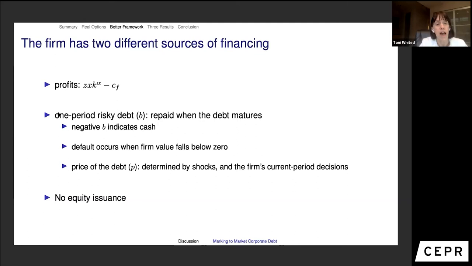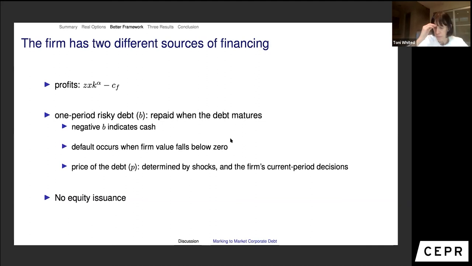And then I have a model with one period risky debt. I'm guessing you would do a better job with multi-period risky debt, but I'm a discussant. I'm going to do one period risky debt that's repaid when debt matures, so it gets rolled over every period. Something else you could do is a straightforward Leland and Toft-like structure where the debt depreciates geometrically. That'd be straightforward. So negative B indicates cash. Default occurs when firm value falls below zero. So the firm can raise new debt to repay old debt up to a point where it's no longer optimal.